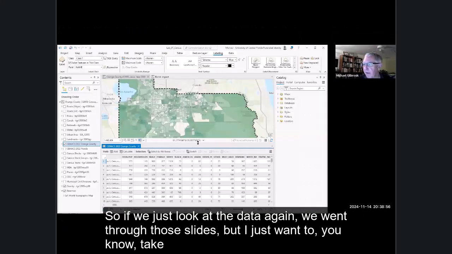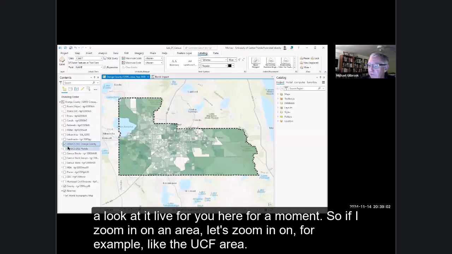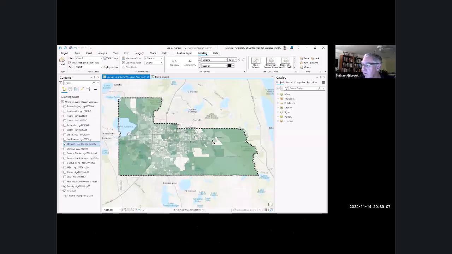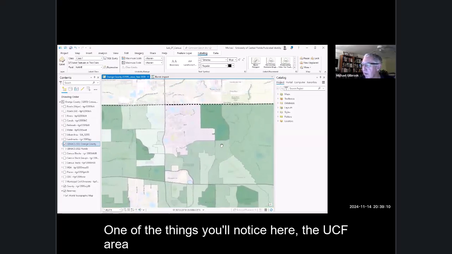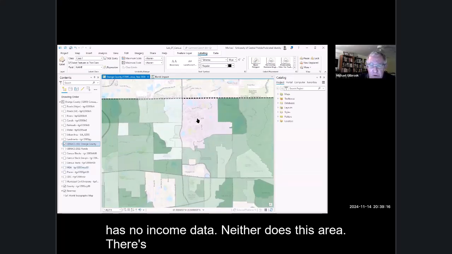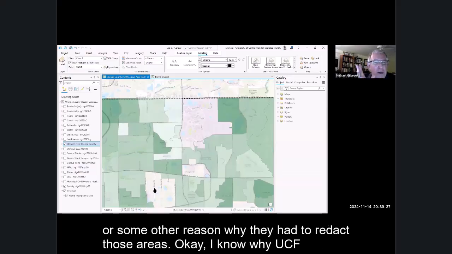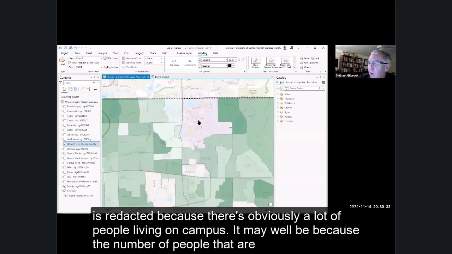So if we just look at the data again, we went through those slides, but I just want to take a look at it live for you here for a moment. If I zoom in on an area, for example the UCF area, one of the things you'll notice is that the UCF area has no income data. Neither does this area. There's a number of areas that are redacted, and that's because there are too few people living there, or some other reason why they had to redact those areas. I don't know why UCF is redacted, because there are obviously a lot of people living on campus.